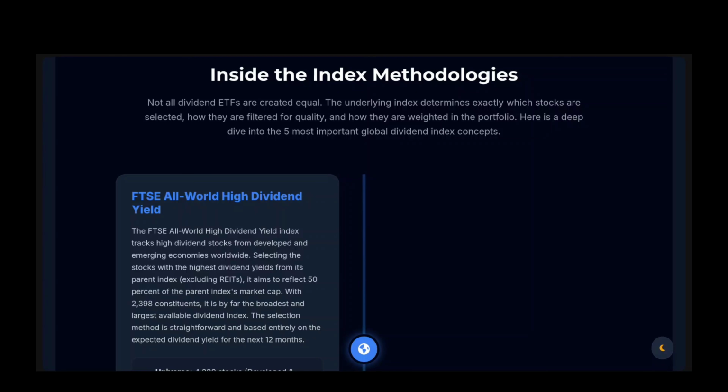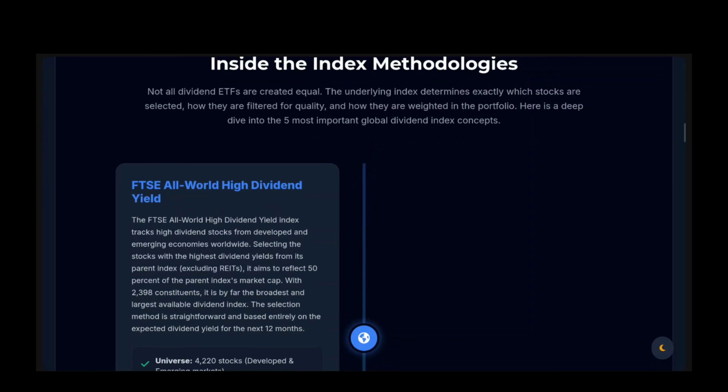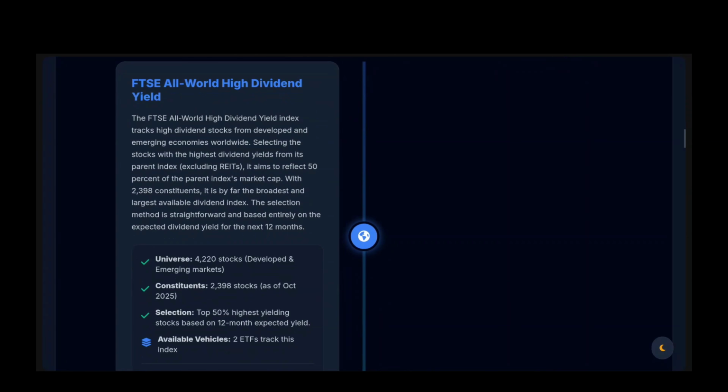So I'm going to try and avoid that. But if people do want me to cover a specific index in isolation, then obviously let me know and I'll do that as well. So we're going to start off with probably the most popular one, which is the FTSE All World High Dividend Yield.